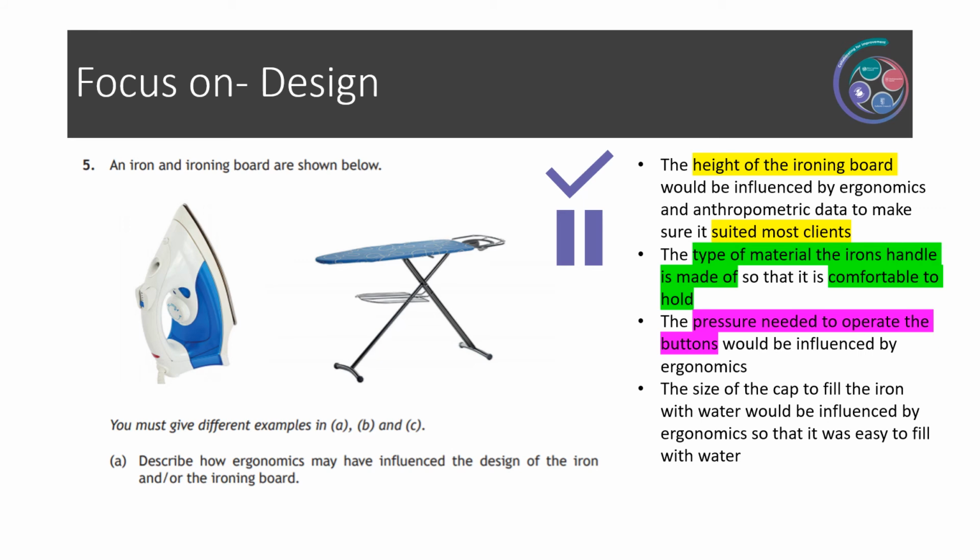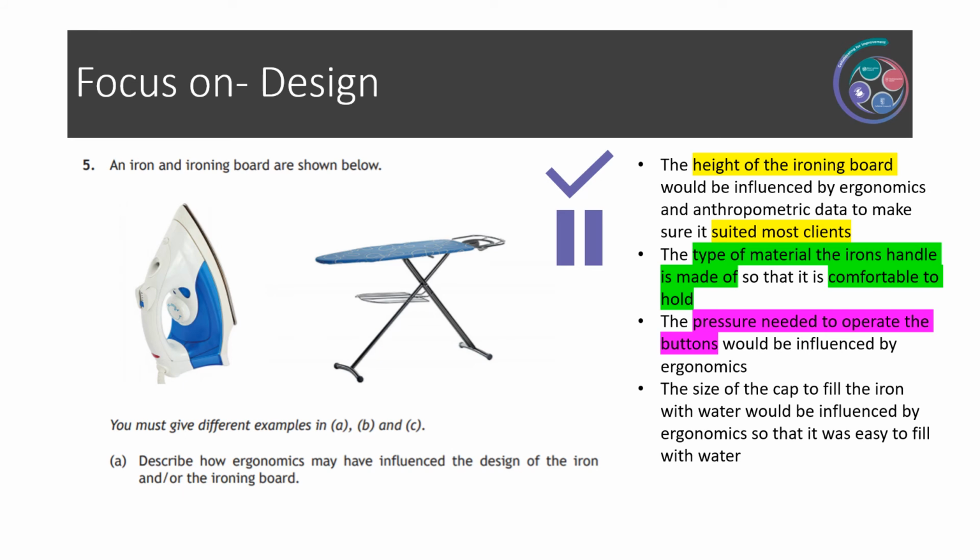This candidate scored 3 marks out of 4. The first mark came from saying that the height of the ironing board had to suit most of its clients. The second mark from saying the type of material that the iron's handle was made of had to be comfortable to hold. And the third mark from saying that the pressure needed to operate the buttons.